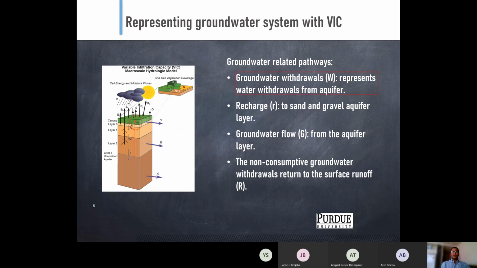so what we are doing, we are creating some groundwater related pathways because we need this. We need to know the inputs and outputs from this system. Okay, so I have groundwater withdrawals, that is W. Okay, that's one of my outputs. Then I have recharge. Okay, the amount of water that's recharging the sand and gravel aquifer layer. Okay, because we are interested mainly in this saturated or aquifer layer. So we need to know how much water is recharging that. Then we need to know how much water is going out from this aquifer. That is my groundwater flow.